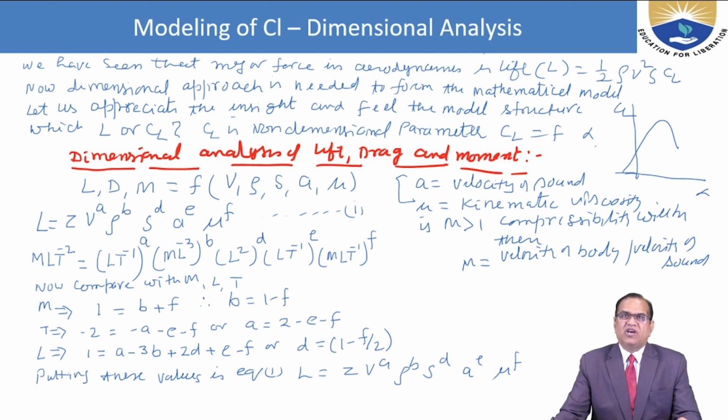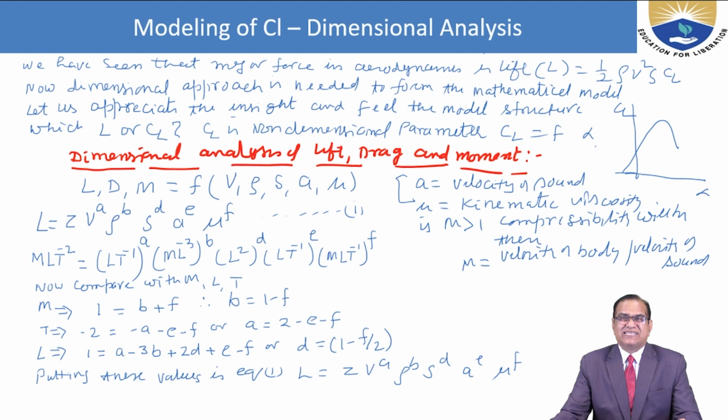So we have seen that the major force in aerodynamics is lift, which is half rho V square S CL. Now, the dimensional approach is needed to form the mathematical model. Let us appreciate the insight and feel the model structure.